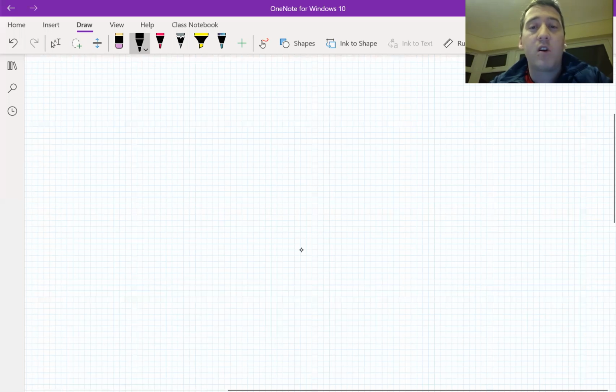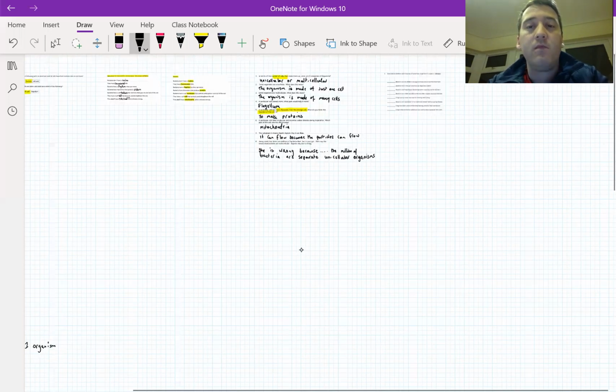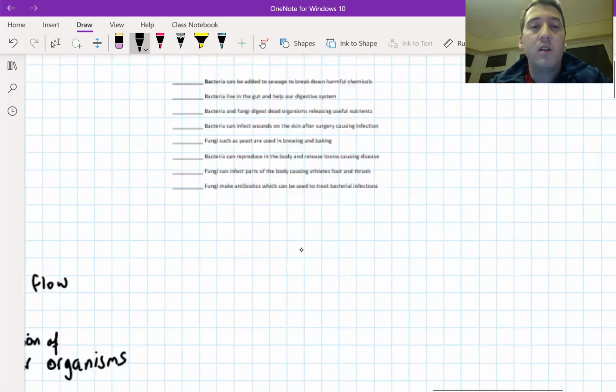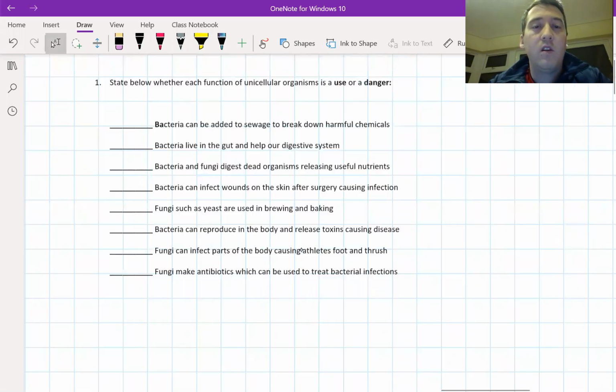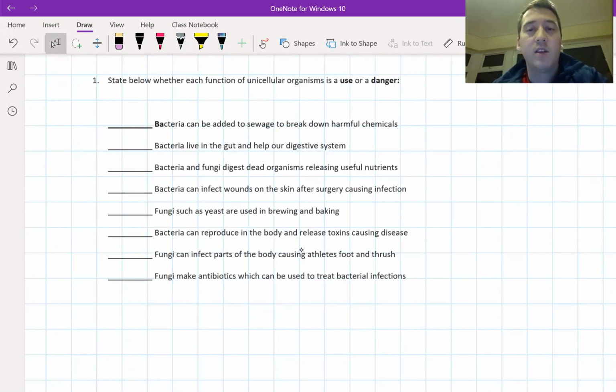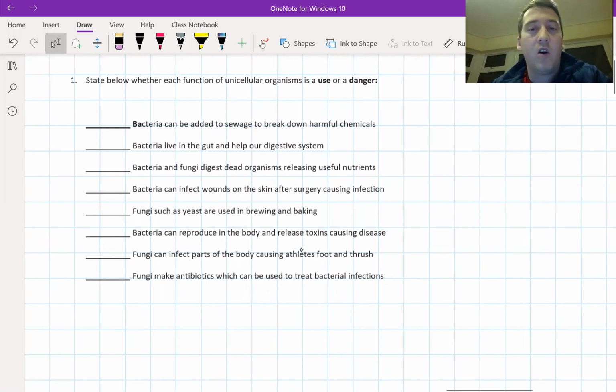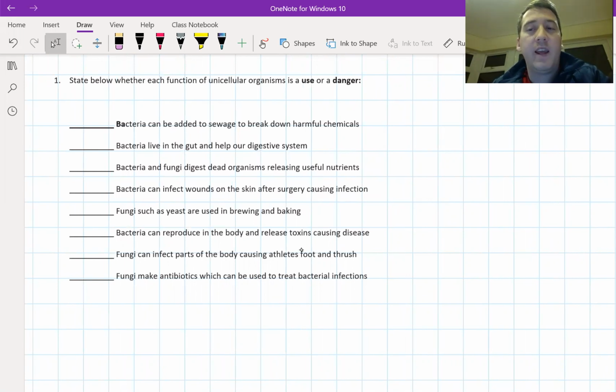I want you to take a look at a couple of scenarios of different uses or dangers. So is it a use or a danger? I want you to state below whether each of these is a way we can use a unicellular organism, or a danger. So I'll show you how to do it. I'll look at the first one.